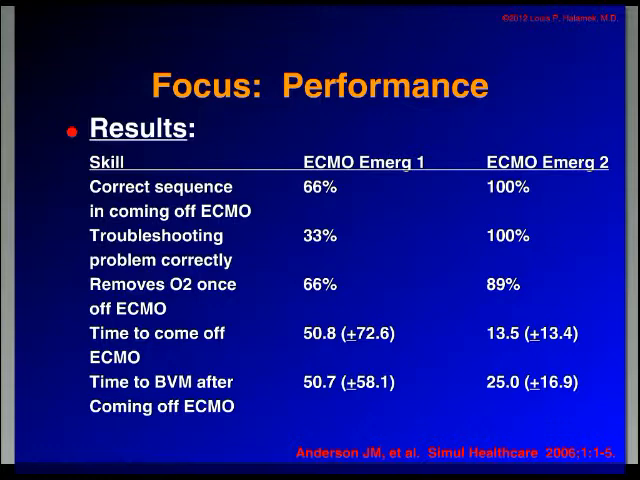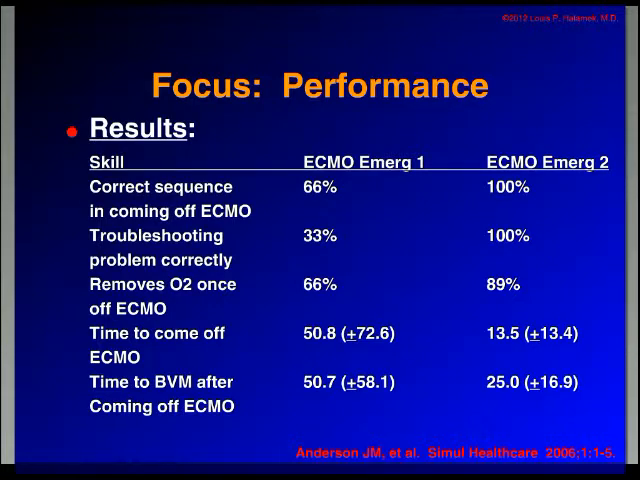And so one of the things we looked at is when there is a problem with the circuit, do they use the correct sequence in coming off of ECMO? And in the first emergency, we found that about 2/3 of the time that they did. When they were exposed to the second emergency, 100% of the time they did. So there was an improvement from ECMO emergency 1 to ECMO emergency 2. Likewise, were they able to troubleshoot the problem correctly? Only about 1/3 of the time in the first emergency do they do that. In the second emergency, it was 100% of the time. And we also thought pulling the O2 off the circuit so you don't end up with supersaturation of the oxygenated blood. Again, we saw an improvement from ECMO emergency 1 to ECMO emergency 2.